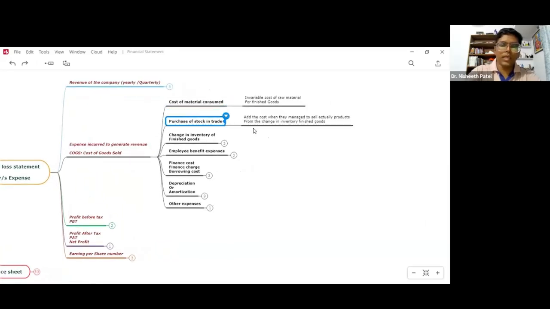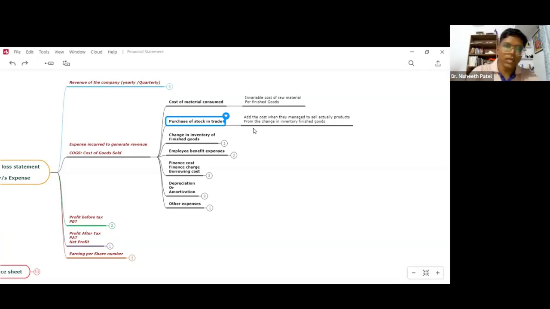मतलब आप जो भी खरीद रहे हैं, कुछ भी प्रोडक्ट आपने खरीदा, that is a cost, ठीक है। Now purchase of stock in trade का मतलब क्या होता है कि they add the cost when they manage to sell the actual product. Okay, जब वो प्रोडक्ट when they sell the product, at that time they add the cost, otherwise they won't add the cost. A little bit complicated here, but in this section I will explain this in the Narayan Rudralaya statement.